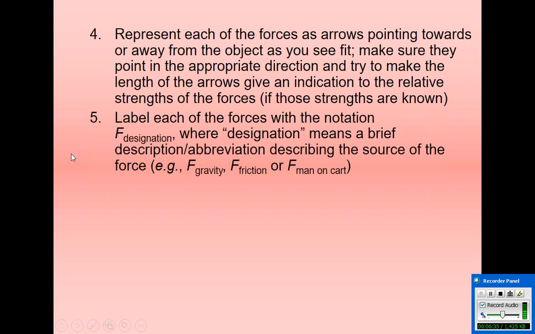When you know what is causing a force on your free body diagram, label it. If it's the gravitational force causing it, call it F subscript gravity or F subscript capital G. If it's frictional force, you can write F subscript friction or F subscript capital F. If it's a push or a pull, F subscript push or F subscript pull. But I recommend using capital F time and time again.